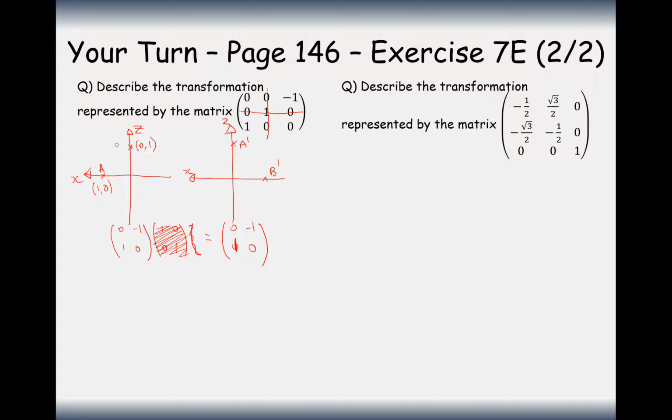So A started here, B started here. So this is obviously a rotation around the y-axis because we deleted the y-axis initially in our matrix above, and it's gone around 90 degrees. And is that clockwise or anti-clockwise? I think it's clockwise. Okay, so that's the answer to this question here.